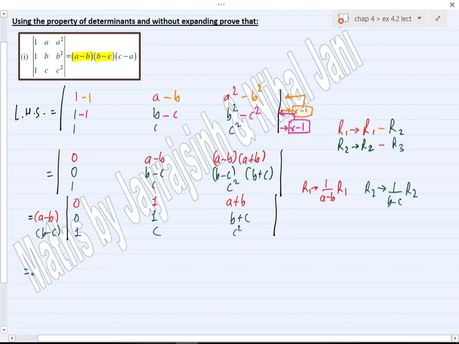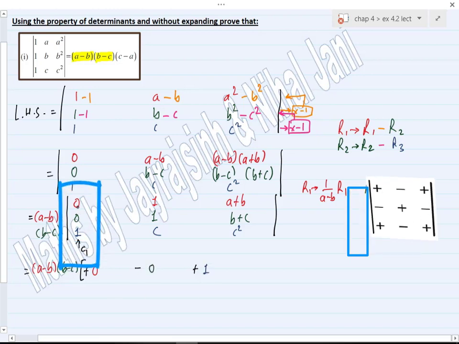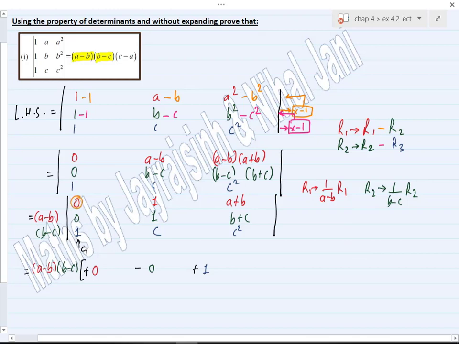Okay, now this a minus b and b minus c will be as it is. Let's expand our determinant with respect to our first column. So their sign is plus, minus and plus. Their elements are 0, 0 and 1. We don't have to worry about the minors of 0 and 0. We just have to find the minor of 1. You have to ignore the third row and first column.